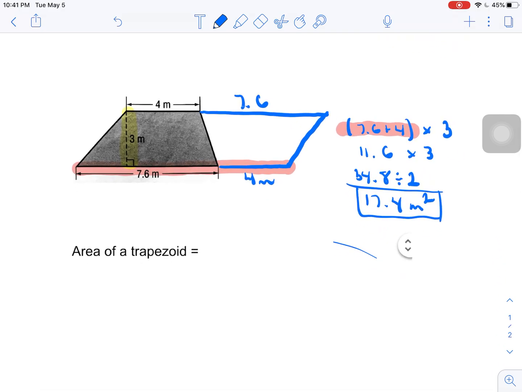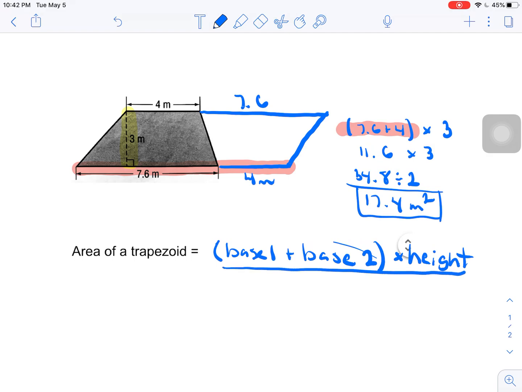So if we wanted to generalize our trapezoid steps, we could say add base 1 plus base 2. We just have to remember that base 1 and base 2 are the parallel sides. And then we multiplied it by the height. And that gave us the area of the parallelogram, base times height. But since that parallelogram has 2 trapezoids in it, one right side up and one upside down, our very last step both times was we had to take that answer and divide it by 2 to get 1 trapezoid instead of 2.